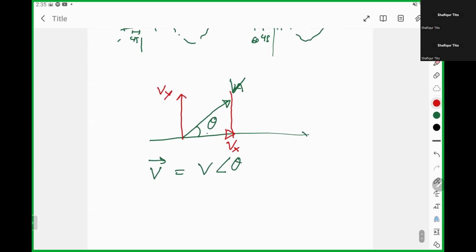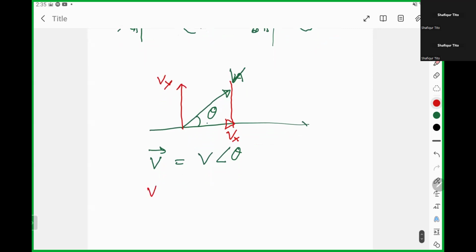Now, what is the value of the horizontal part? Vx would be given by a trigonometric formula. So this is my angle, theta. I can write cos theta is equal to Vx divided by V, right? So cos theta is the base divided by the hypotenuse, right? So from here I can write Vx equal to V cos of theta.